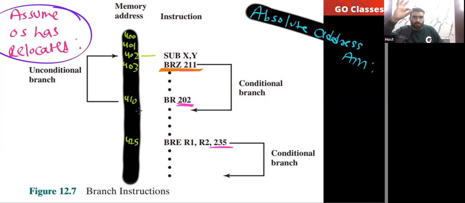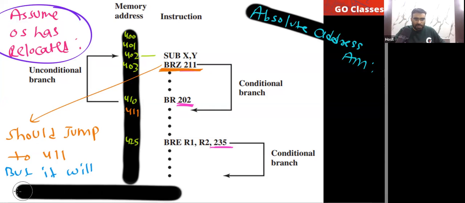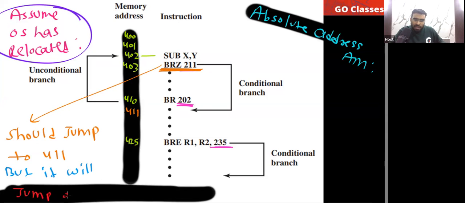This instruction should jump to 411. Yes or no? It should jump to 411. But where will it jump? Tell me where it will jump. But it will jump to 211. Did you understand? Please tell me.